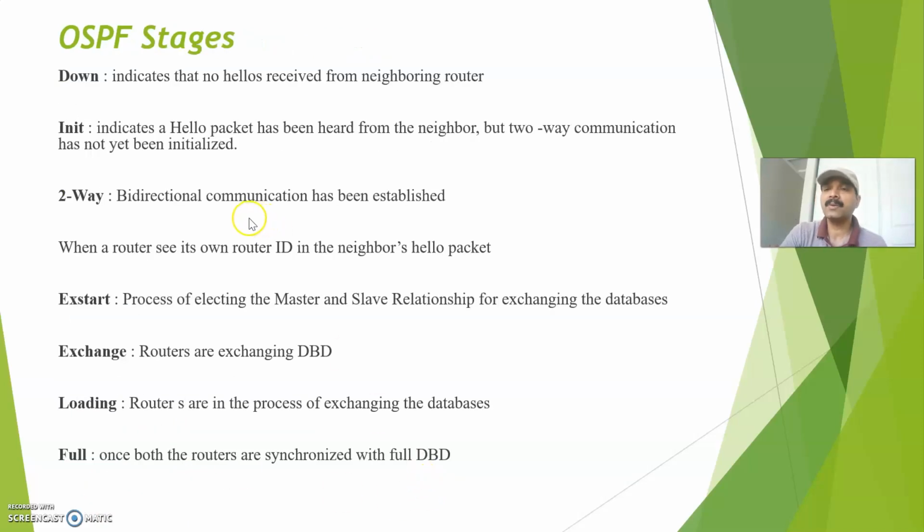So now let us understand the OSPF stages. The first stage is down. So assume R1 and R2 are connected. Down indicates that no hellos are received from the neighboring router. So that means it is in the down stage.